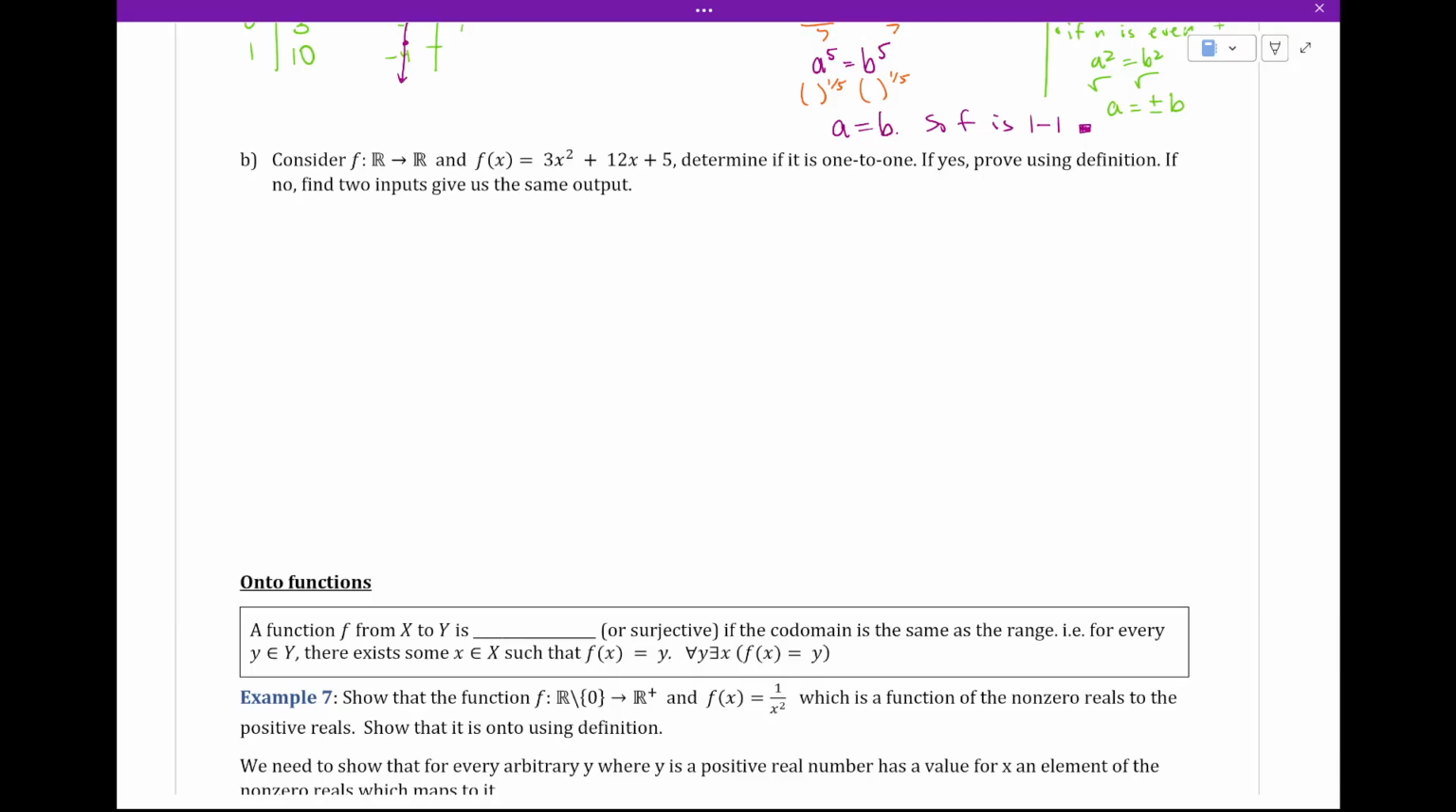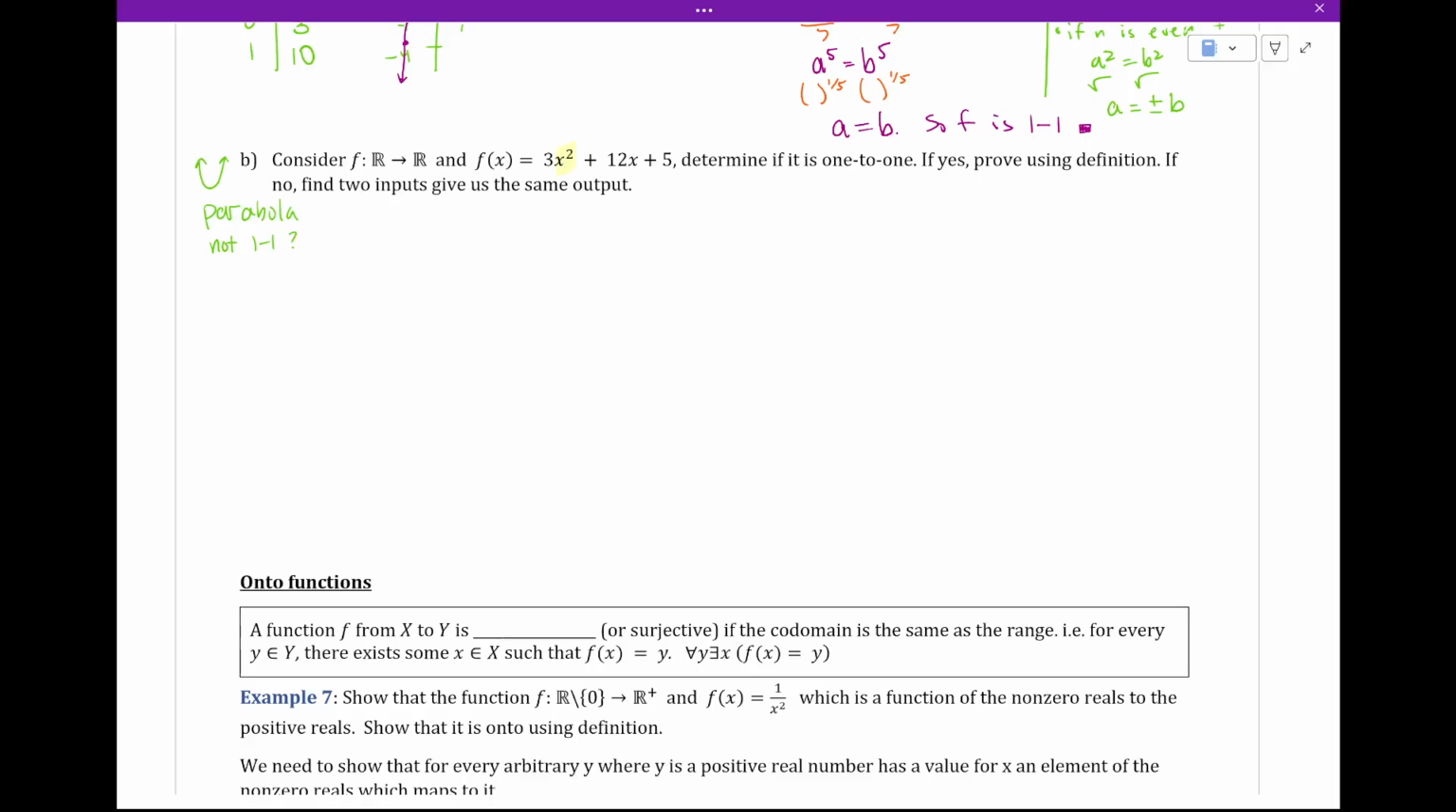So I talked about this a little bit when we did the last one. This is a squared one, x to an even power. So this graph is going to look something like a parabola, which looks like this. So it's probably not going to be 1-to-1, is my guess.